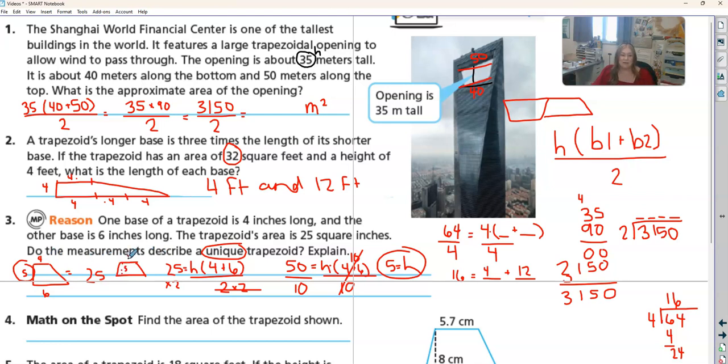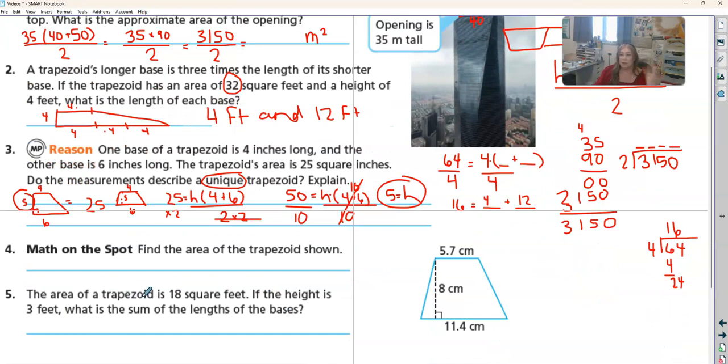So this could be 5, this could be 4, this could be 6, right? This one has a right angle. You can see that these ones are both slanted. So draw me 2 different trapezoids of what this could look like using that height. Whew, okay, I'm learning stuff too.